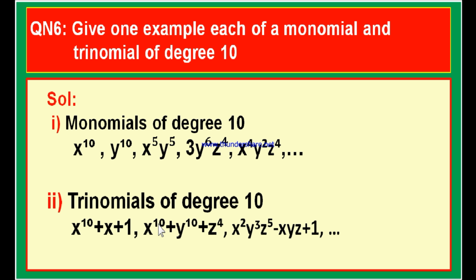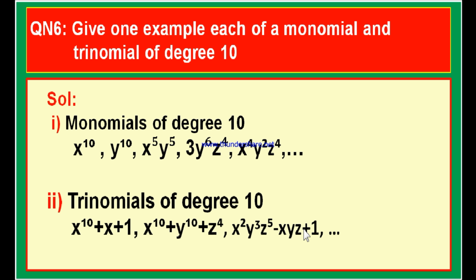The exponent of the variable in the first term is 10. Exponent of the variable in the second term is 10. Exponent of the variable in the third term is 4. The highest exponent among 10, 10 and 4 is 10. Therefore, it is of 10th degree. So, it is a trinomial since it contains three terms and its degree is 10 as the highest exponent is 10, and it is an example for a trinomial of 10th degree.